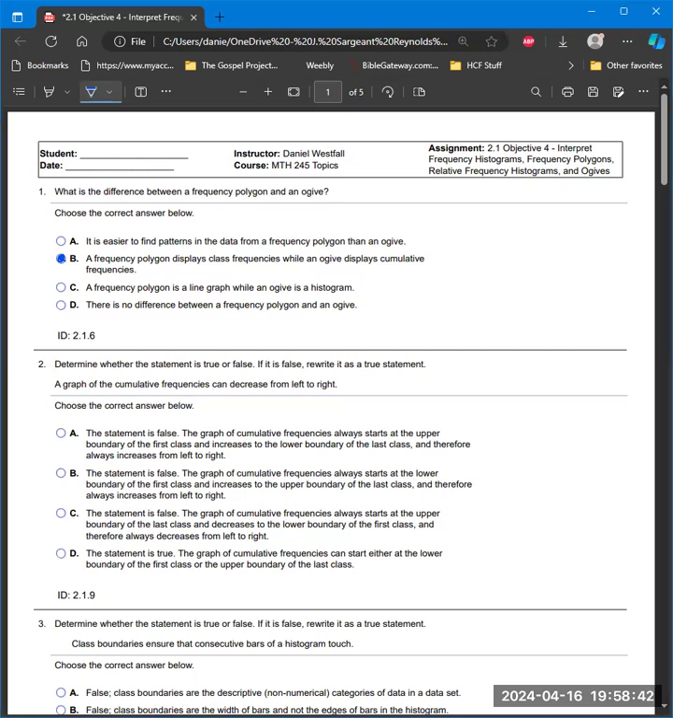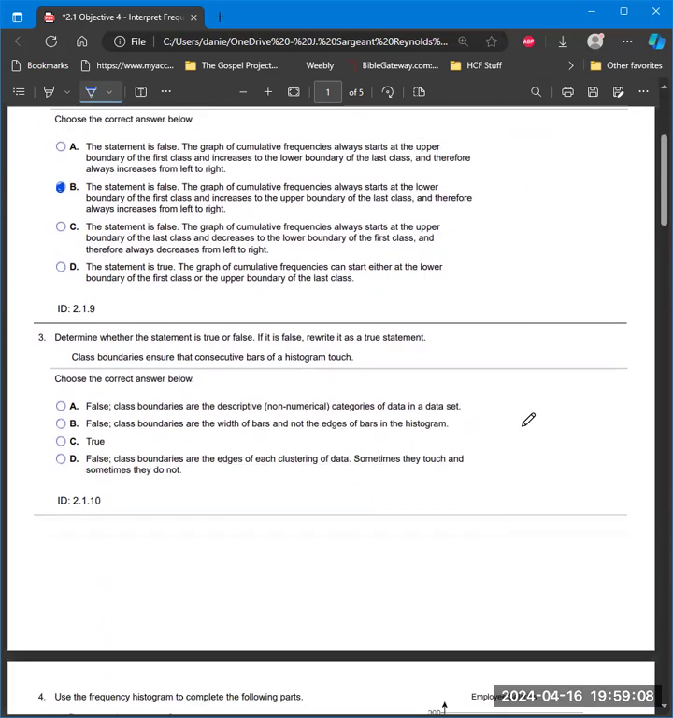Second, let's determine whether the statement is true or false. If it's false, rewrite it as a true statement. The graph of the cumulative frequencies can decrease from left to right. That's a false statement. The reason it's false is that the graph of cumulative frequencies always starts on the lower boundary of the first class and increases to the upper boundary of the last class, and therefore always increases from left to right. So that's B. We'll see as we go on that they're always increasing from left to right when we do ogives.